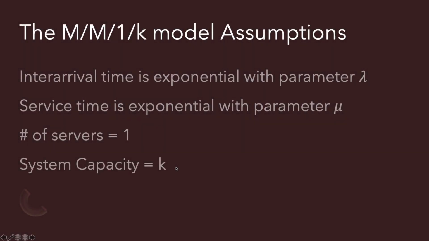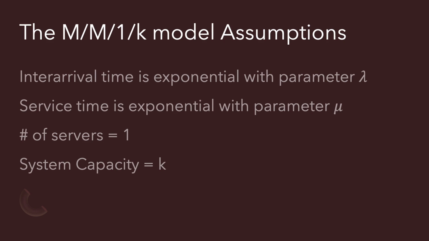For this video, we will be talking about a variation of the MM1 model, and I will call this the MM1K model. What is the MM1K model? It's essentially your single server queuing system, so it's an MM1 model, but we now have a system capacity of K.